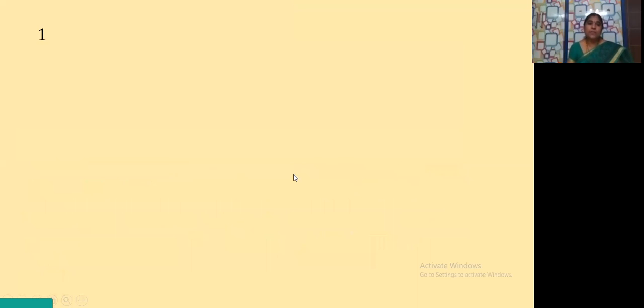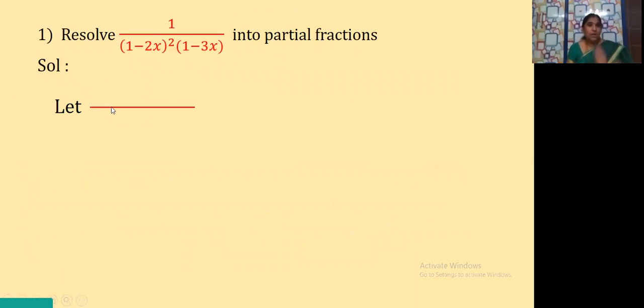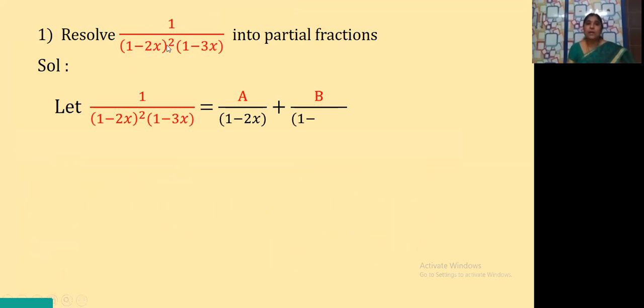Now let us see a sum, how to solve such kind of sums. Resolve 1 by (1 minus 2x) whole square into (1 minus 3x) into partial fractions. If you observe the sum here, in the denominator we have (1 minus 2x) whole square. 1 minus 2x is a linear factor, because the degree is 1. But if you observe the term, the power here is 2.